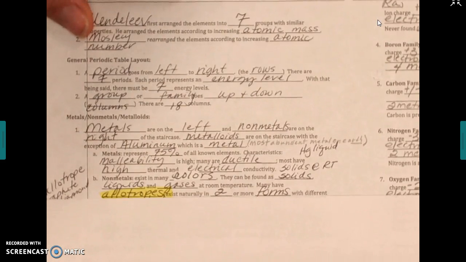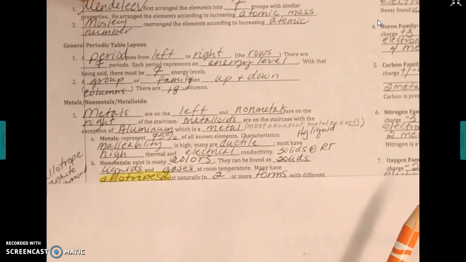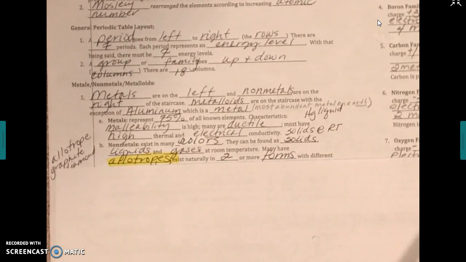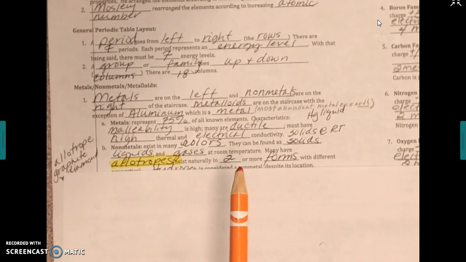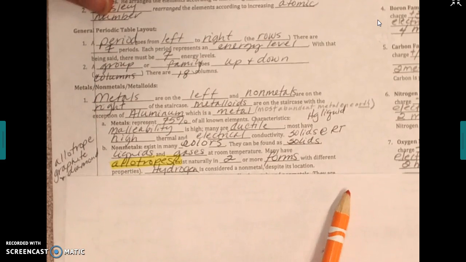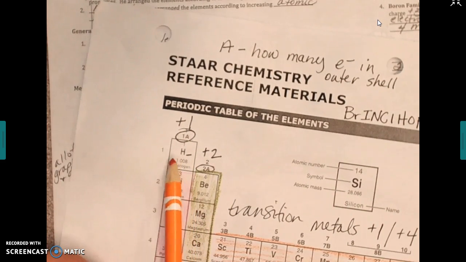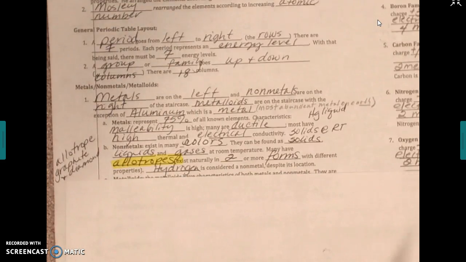Okay, so then nonmetals exist in many colors. They can be found as solids, liquids, and gases at room temperature. Many have allotropes. Remember, we discussed an allotrope exists naturally in 2 or more forms with different properties, such as graphite, like your pencil lead, and a diamond. Hydrogen is considered a non-metal despite its location. So hydrogen does not belong to a family, but it has 1 electron in its outer shell, so it is here on top of group 1A.